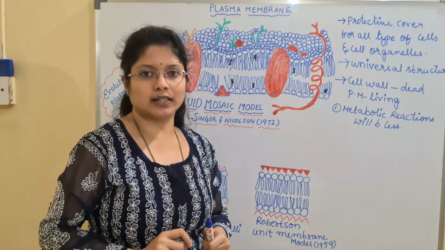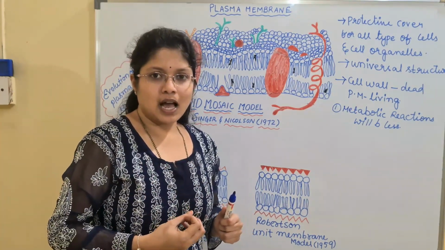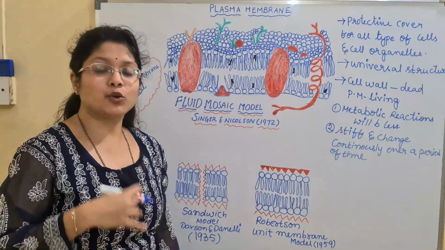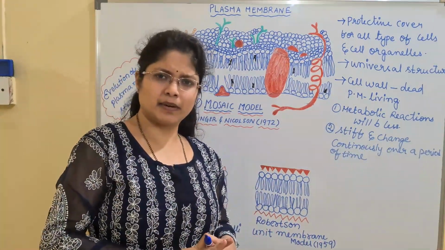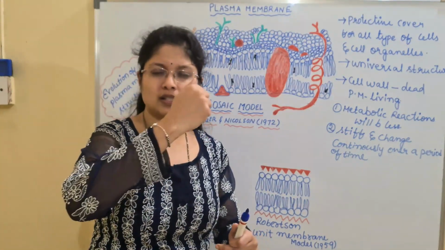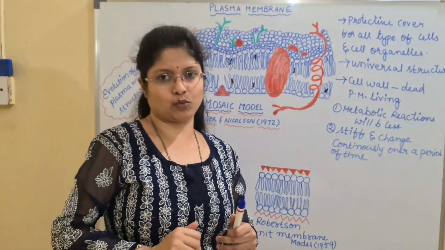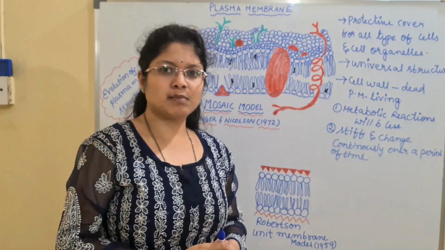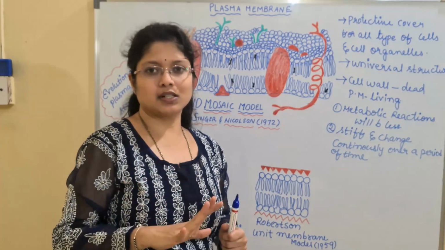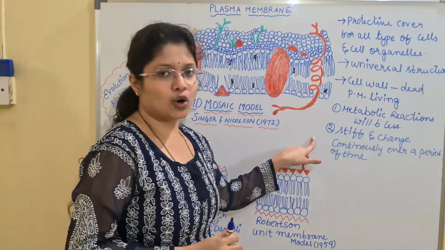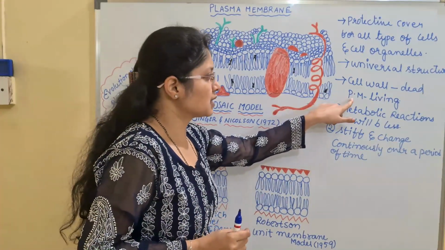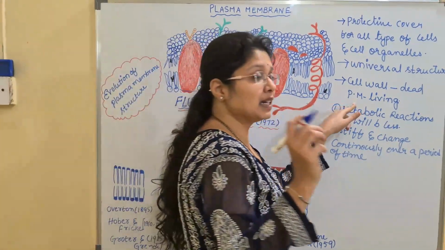And the second important thing, the cell wall is very stiff and it is continuously changing. So over a period of time, you can see many changes taking place in the cell wall. Different types of depositions are being laid on this cell wall. And what about the plasma membrane? Its structure is constant. It is not at all stiff, it is a very flexible structure. So the plasma membrane is flexible in nature.